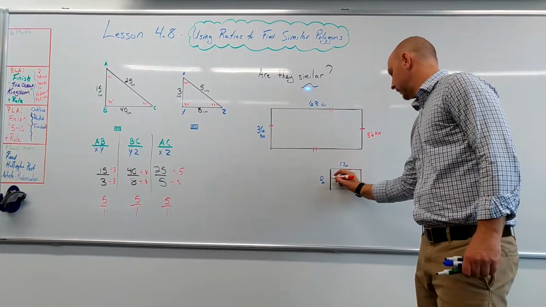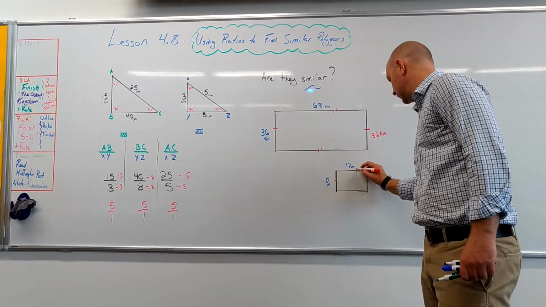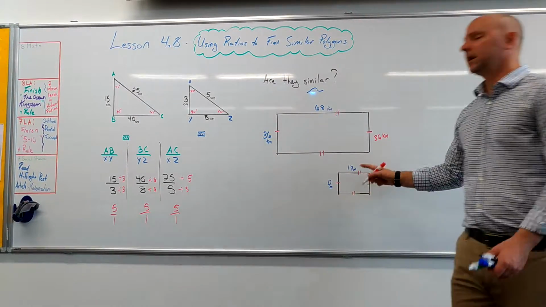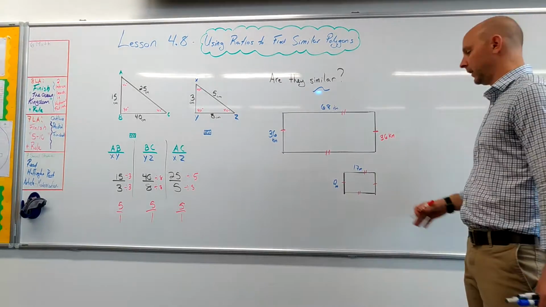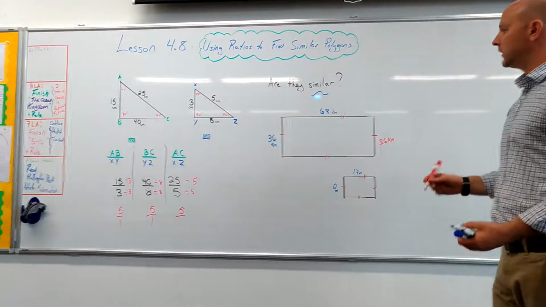And here I'm going to do the same thing. One there, two there, and two there. That'll tell us that those sides are congruent. They're parallel and equivalent. Okay, so now we get started.